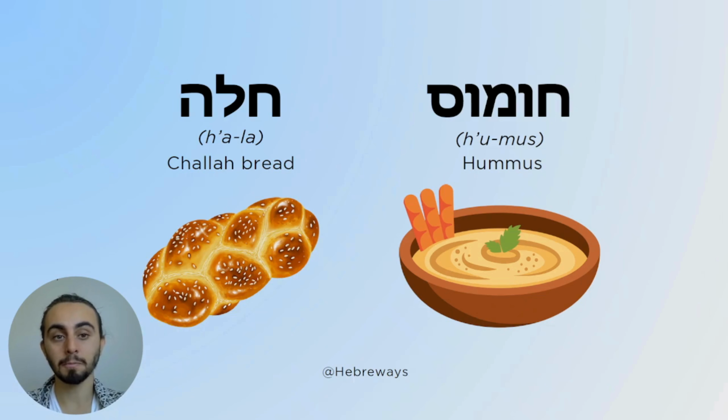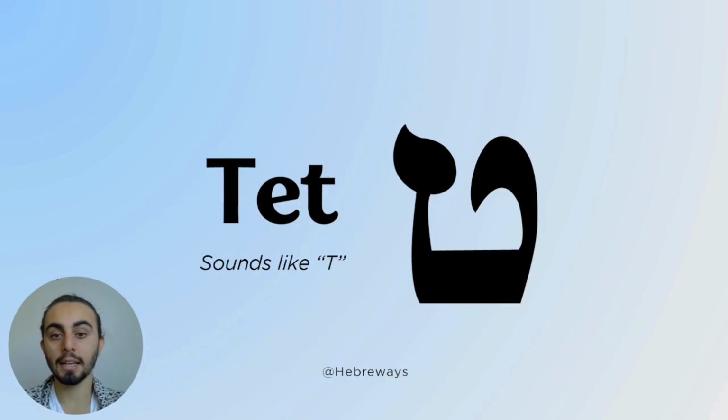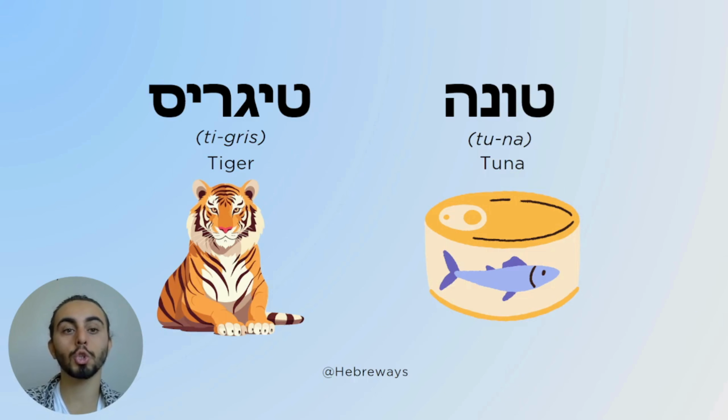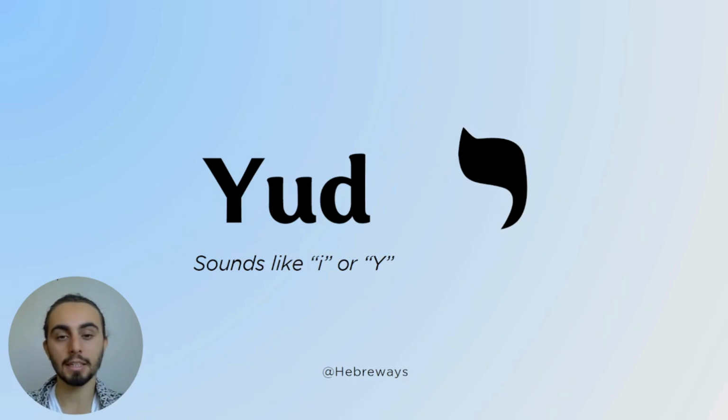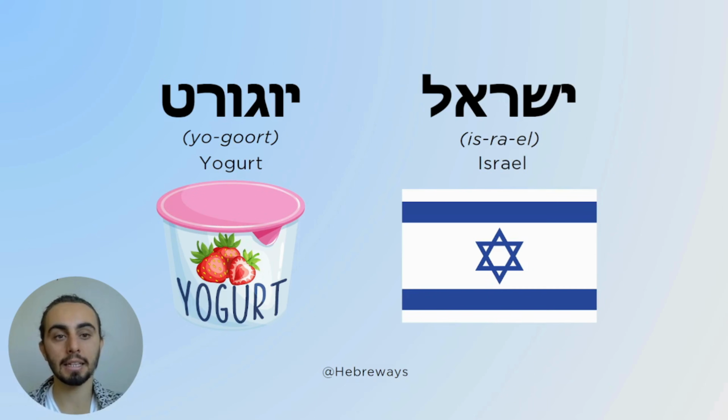Letter number 9. Tet. Tet makes the sound of T. And let's take a look at 2 words that start with tet. Tuna. Tuna is tuna. Tigris. Tigris. Tiger. Number 10. Yud. Yud can make the sound of Y, like Y or I. So we got the amazing country of Israel. Israel starts with Yud, it's like Israel. On the left, we got yogurt.